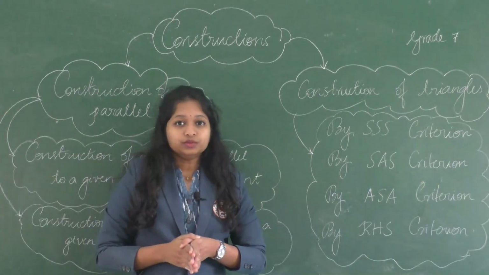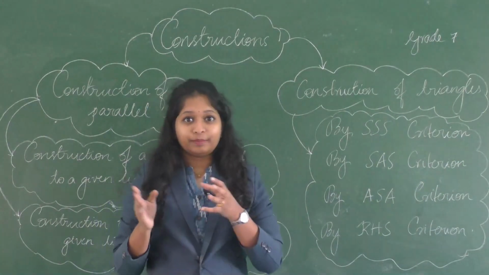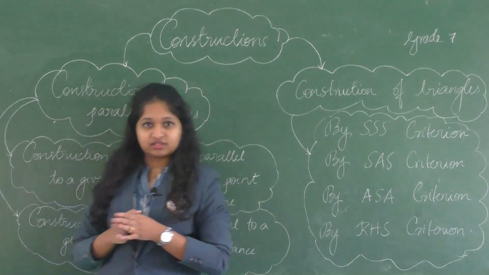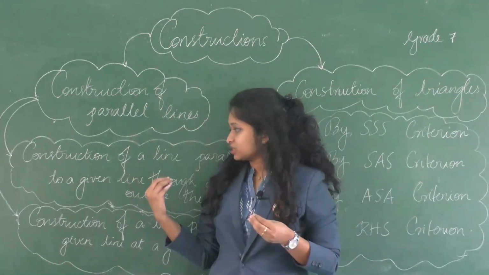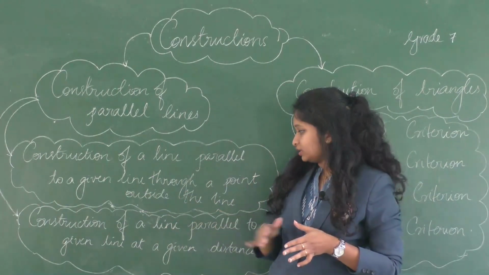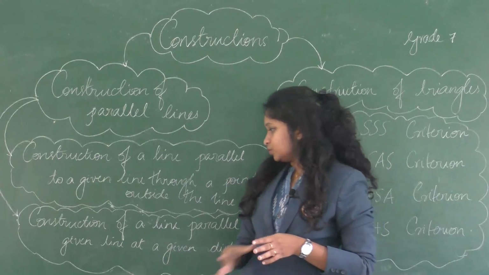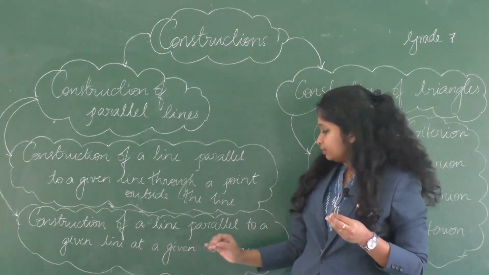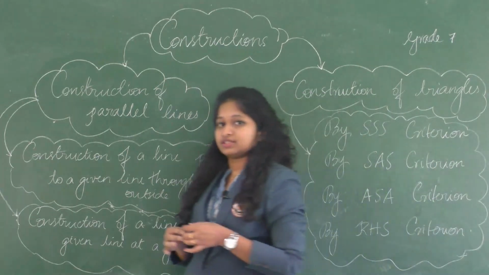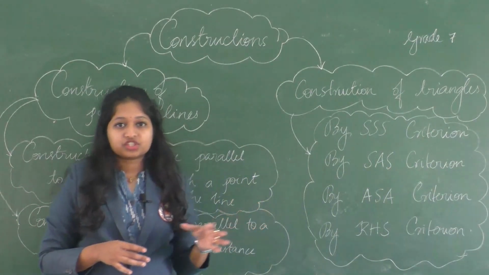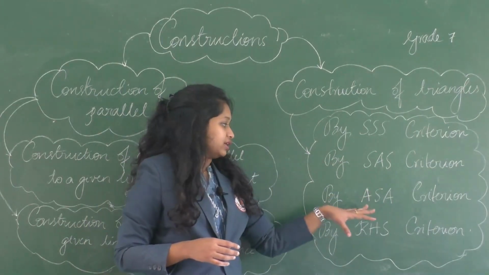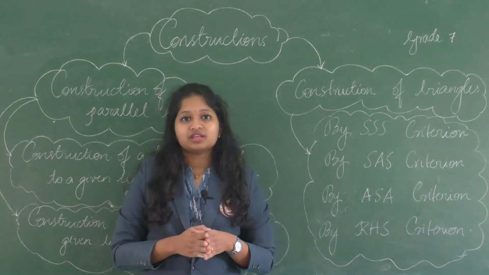In this video we learned to construct parallel lines and to construct triangles, isn't it? We learned how to construct a parallel line to a given line through a point outside the line, and also to construct a parallel line to a given line at a given distance. And we learned the construction of triangles by SSS, SAS, ASA and RHS criterion.